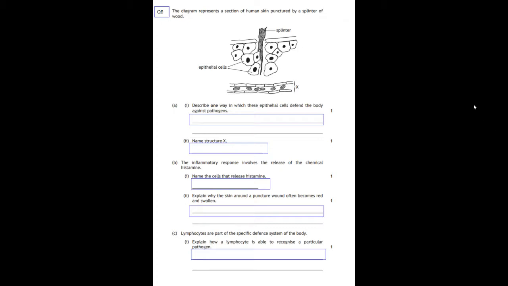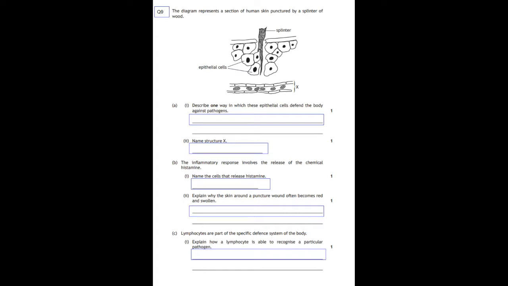Right, so question 9. The diagram represents a section of skin punctured by a splinter. Describe one way in which these epithelial cells defend against pathogens. So the epithelial cells form a physical barrier or are closely packed together. You can accept something like a waterproof barrier or producing sweat, sebum, or chemical secretions. You can't have stomach acid, saliva, mucus, tears because they've specified the skin.